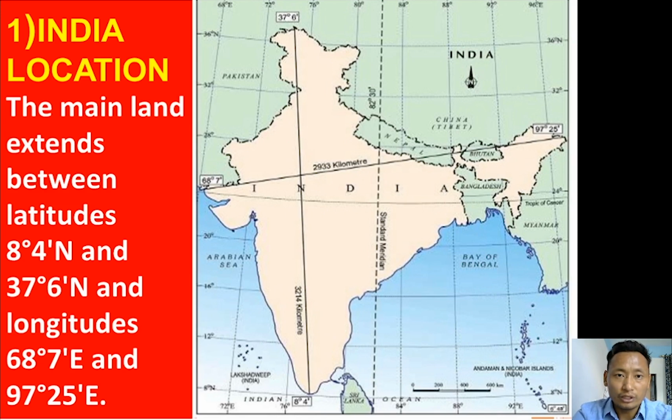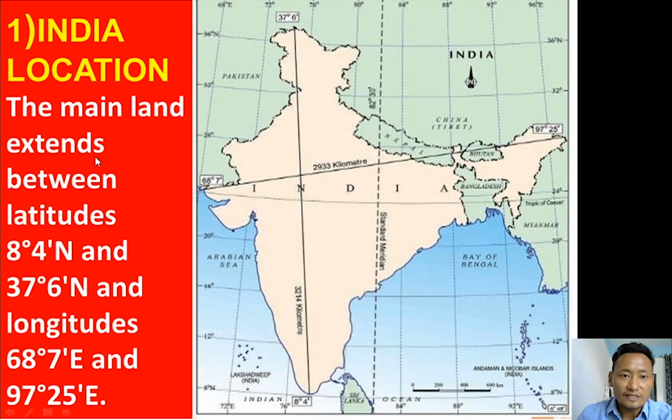In geography, how can we show the location of India? So the mainland of India. Here, mainland means, if you talk about India, this is the mainland of India, excluding two island groups, Andaman and Nicobar Islands and Lakshadweep Islands. Excluding these two island groups, this one is called mainland India.